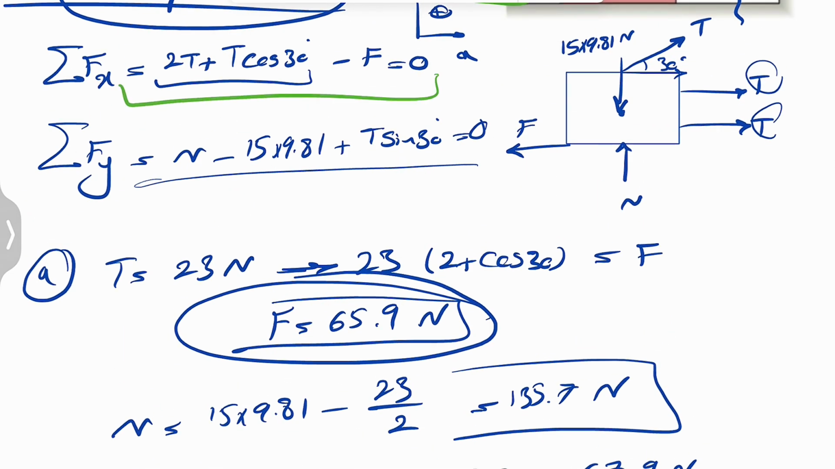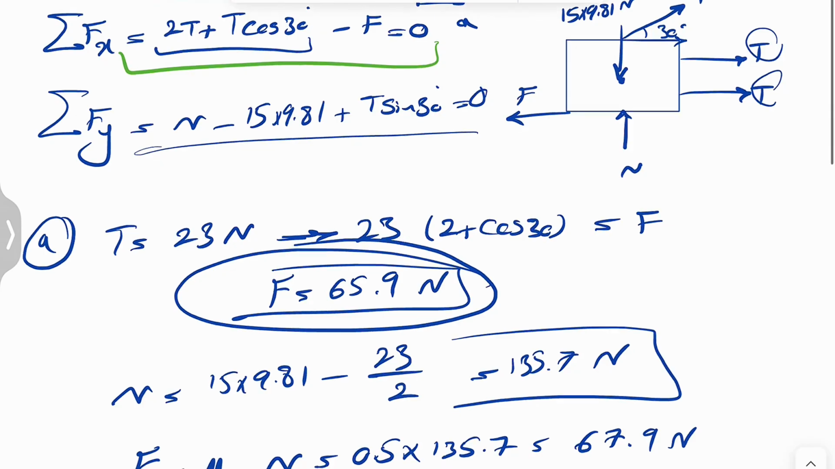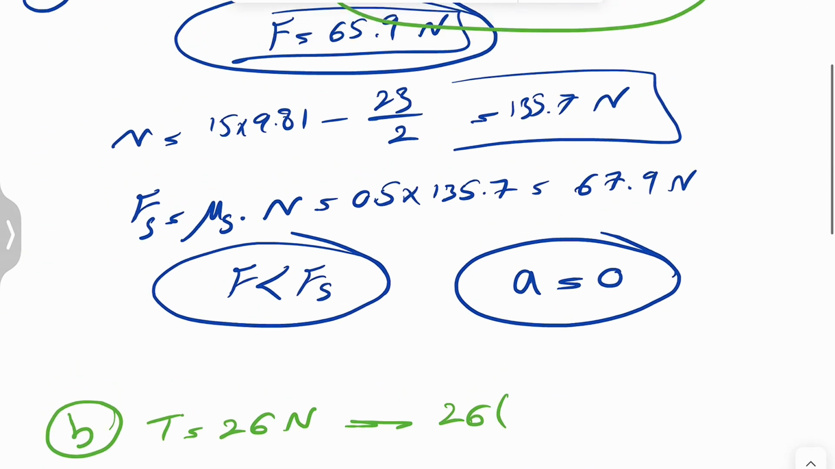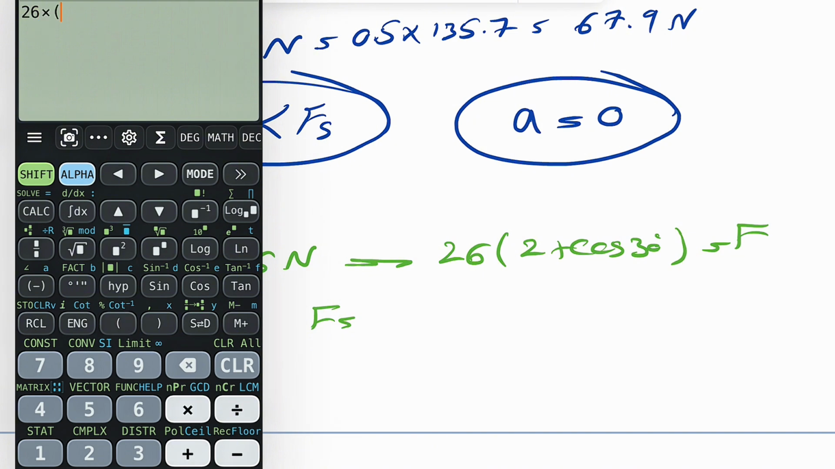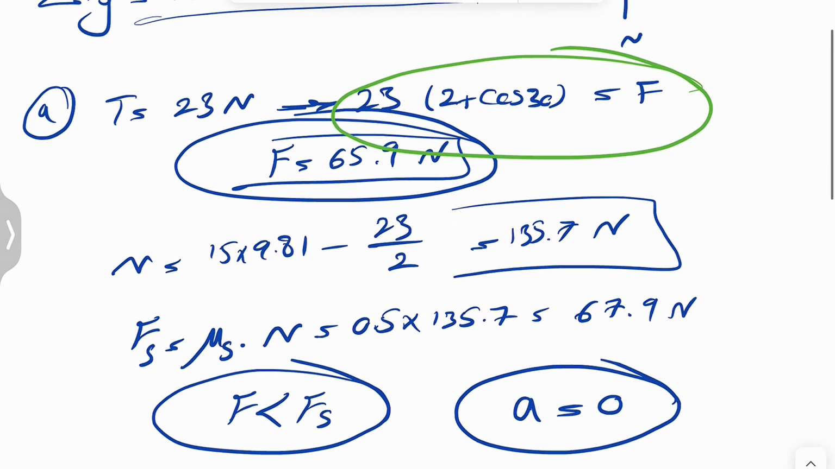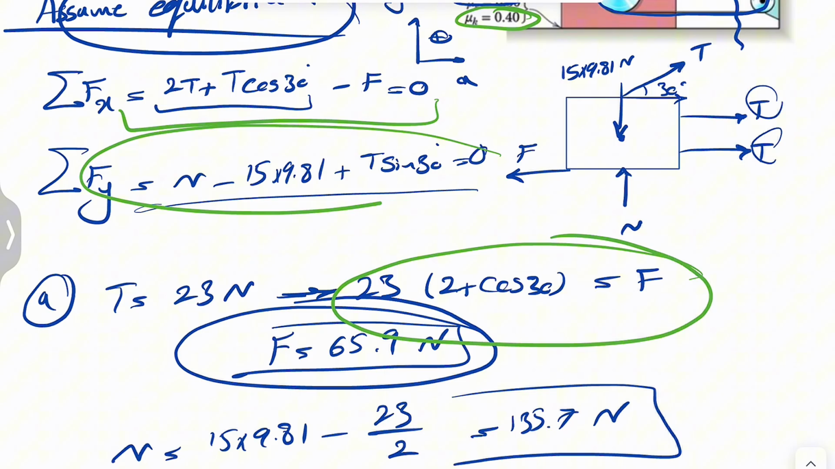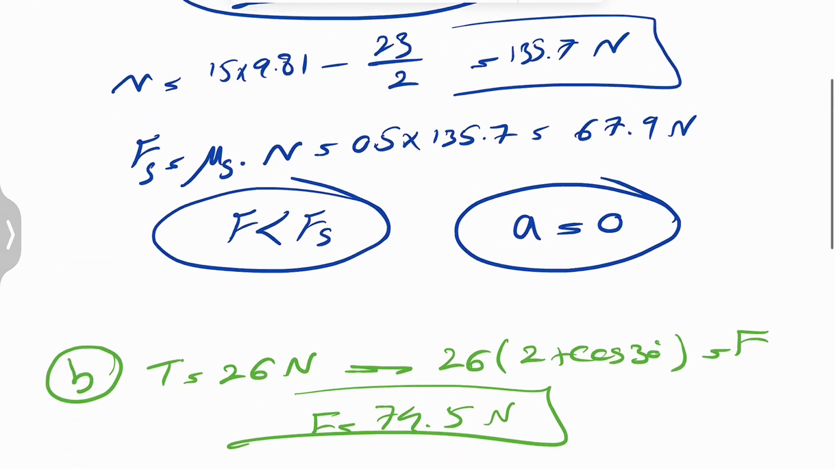In this one, instead of T we put 26. We have the same equation, 26 times (2 plus cosine of 30 degrees), and let's see what we get for this F. This is going to give us 74.5 newtons. So our F is now 74.5. The second equation also has T, so because it has T in here, our normal force would also be different.